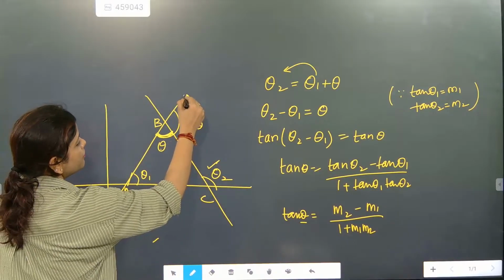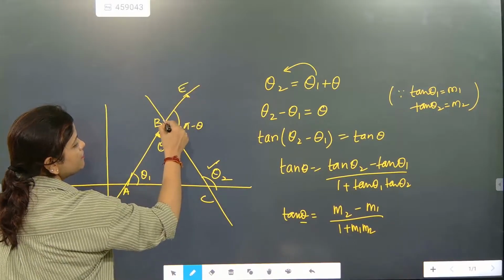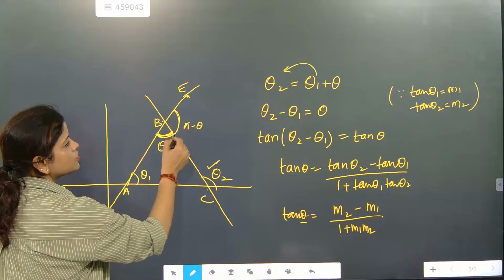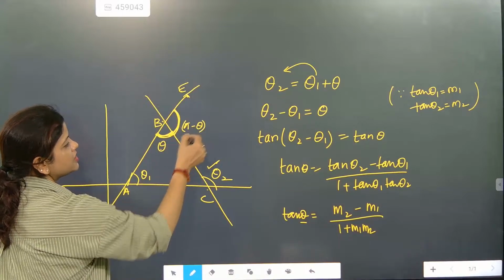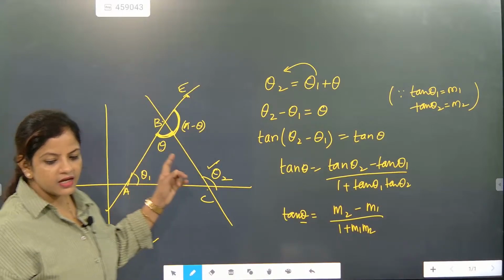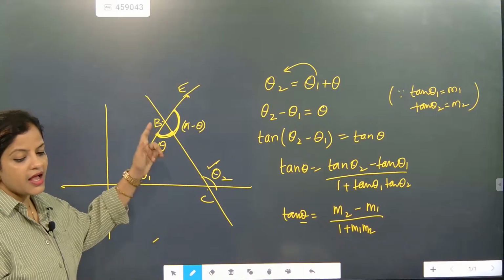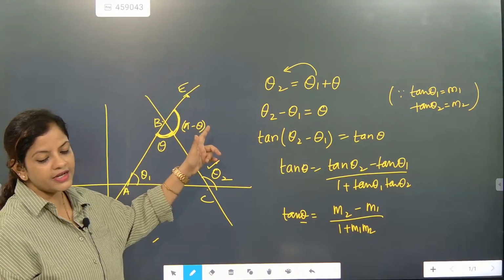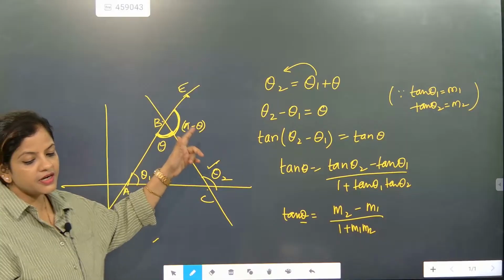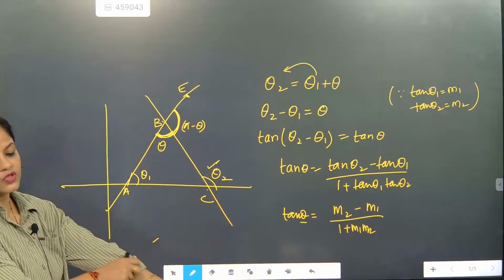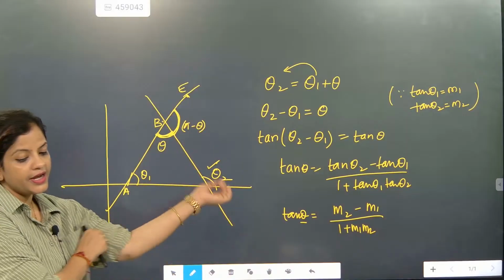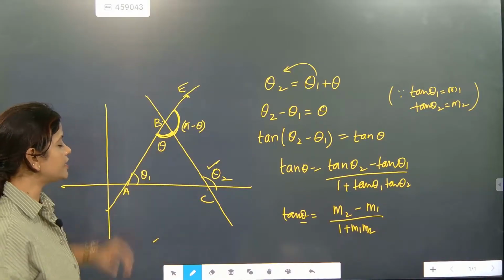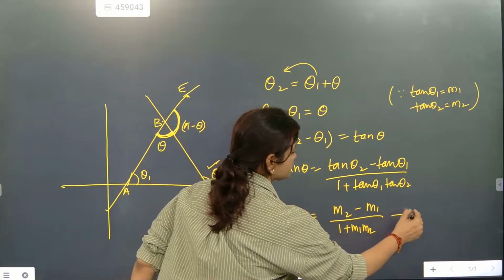What about if we take it as EBC? Because this is also an intersection angle. So this angle is 180 minus theta, and that angle is more than acute, meaning it is more than 90 degrees. So this part is considered as 180 minus theta. So when you write it as 180 minus theta, this is equation 1.